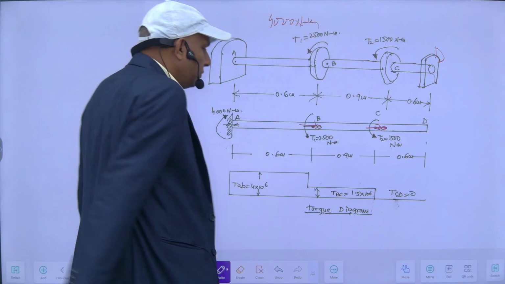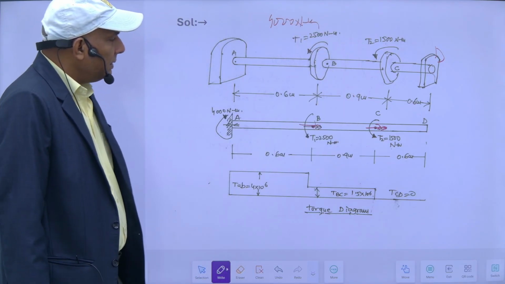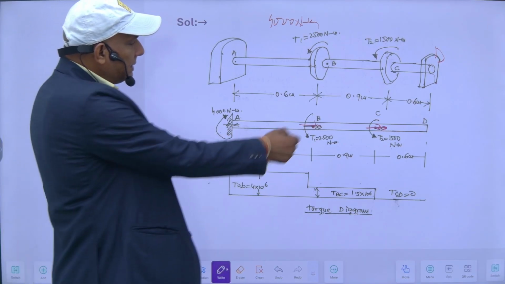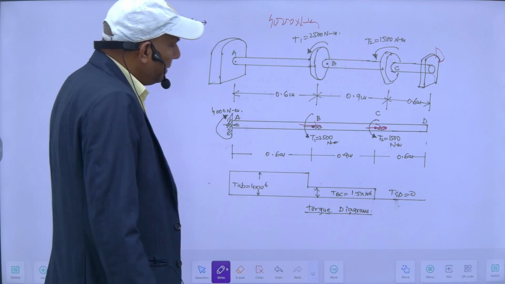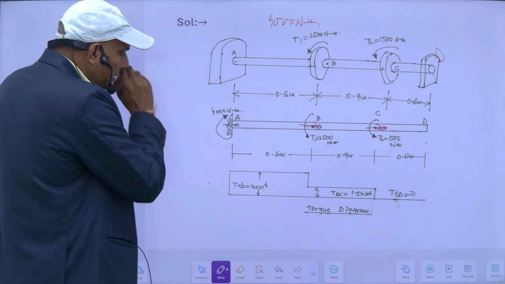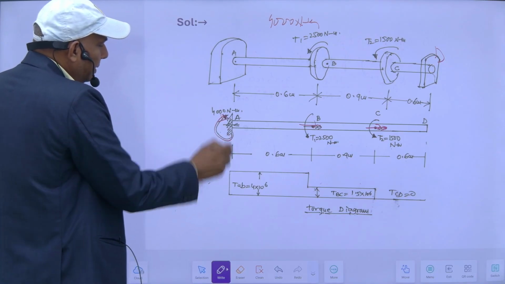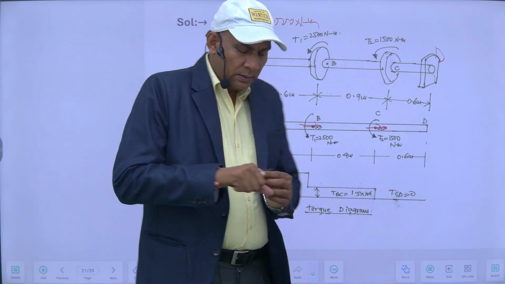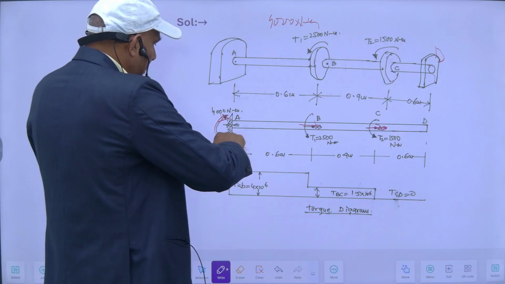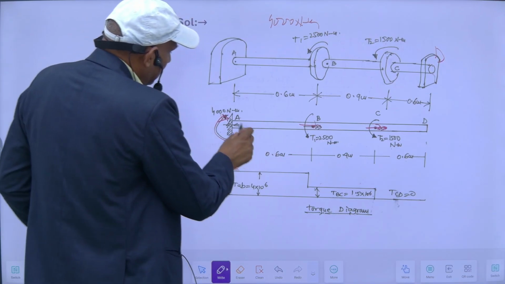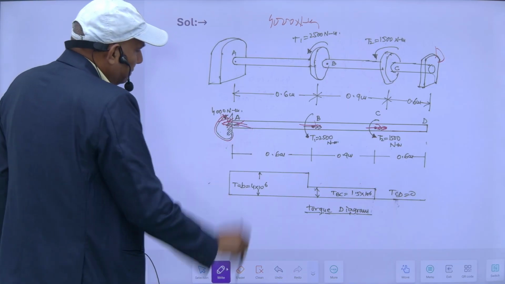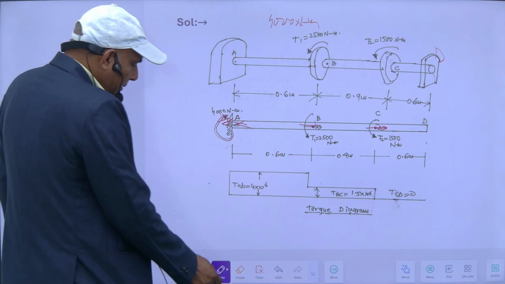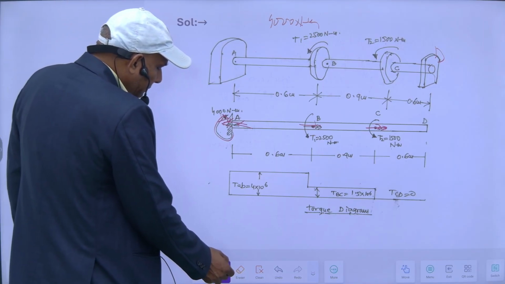So that total 4000 Newton meter torque will be resisted by this end, and suppose it is anti-clockwise, so it will be clockwise. Clockwise means this way, so my thumb is in this direction. So I can plot its free body diagram.